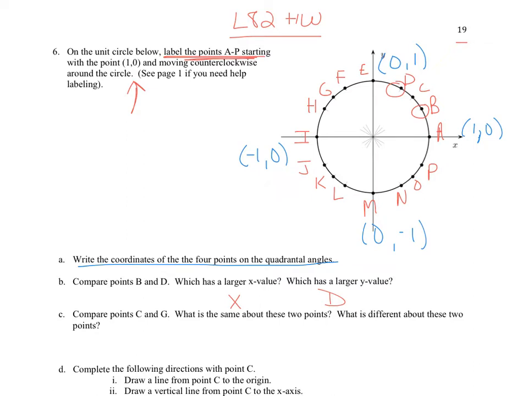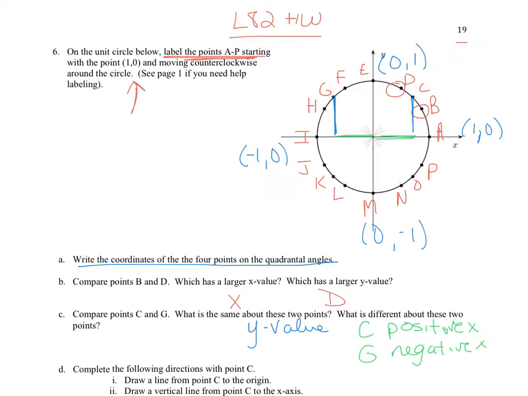We're going to compare points C and G. So looking at C and G, what's the same about these 2 points and what's different? So if I look at C and G, they have the same height or y value. What's different about these 2 points, where it looks like they have the same absolute value for x, but C has a positive x value and G has a negative x. So very similar, but we do have that one part that's different.